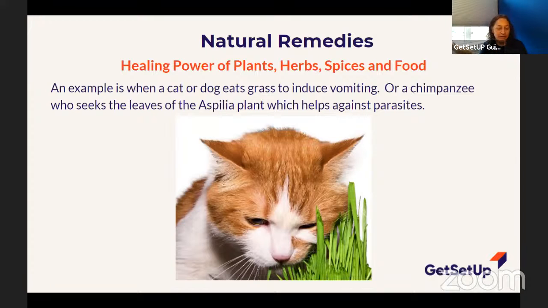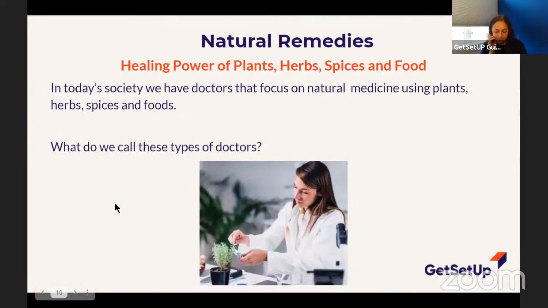Another example is the chimpanzee. The chimpanzee will seek out the Aspilia plant, specifically when they feel like they might have an upset stomach or they have parasites in their body, to help get rid of parasites. So you can see that this natural medicine, using medicine for healing, has been around with animals and with humans for many, many years.